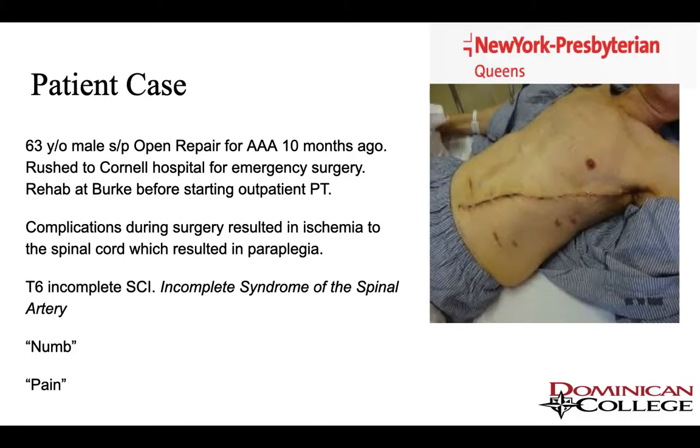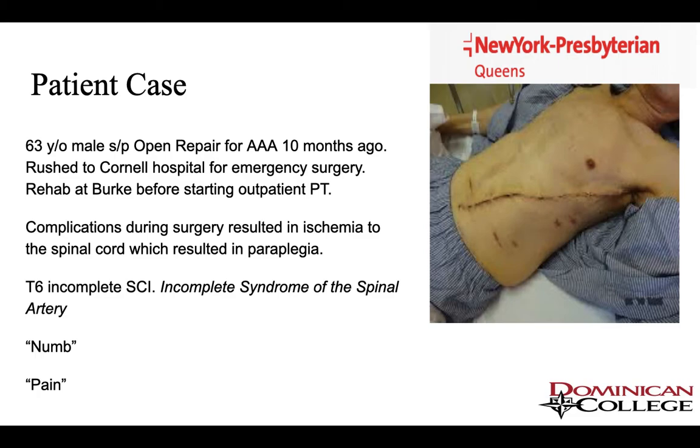So I just want to talk a little bit about a patient case. During my first clinical affiliation at New York Presbyterian Queens, I had the privilege to work with a 63-year-old male who was status post open repair for abdominal aortic aneurysm 10 months prior to that date. This was back in February. He was rushed to Cornell Hospital for emergency surgery due to an aneurysm rupture. Shortly after that, he did his rehabilitation at Burke before starting outpatient PT with my CI and I.